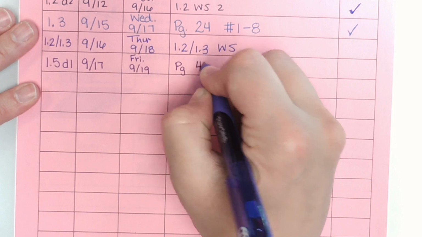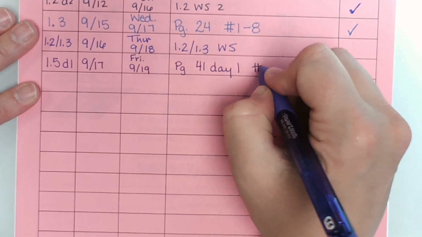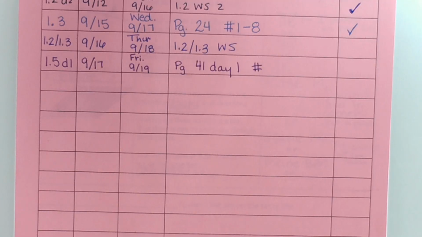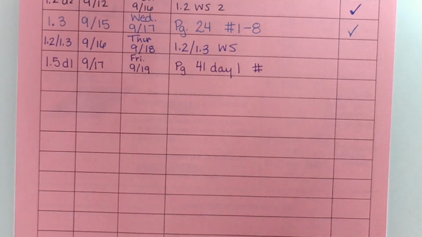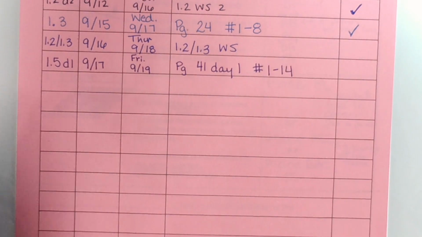You're on page 41. Day 1. Again, when you do your assignments, day 1, day 2, day 3, if I ever write that on there, they should be on separate pages. And please write day 1 or day 2, whatever it might be, on the top of the assignment so I know which one I'm looking at without having to look it up.